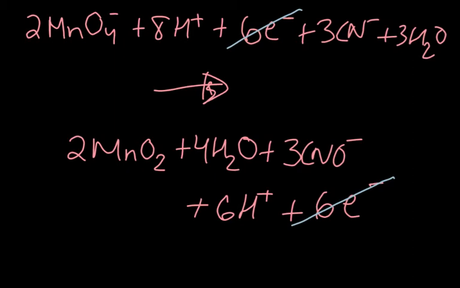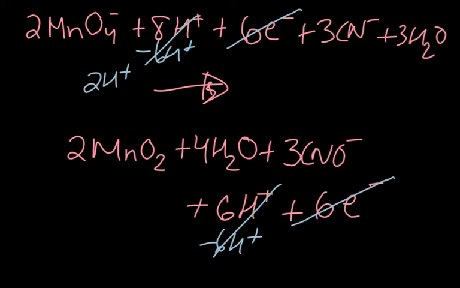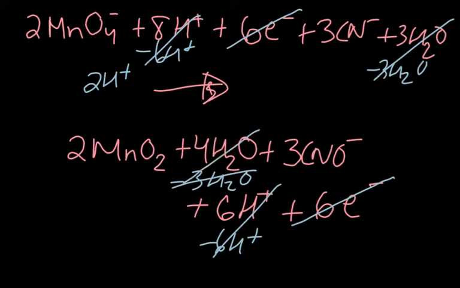So we have 6 H pluses here, and we have 8 H pluses here. So what we can do is we can subtract 6 H plus from both sides of the equation, and we're left with 2 H plus. Now, we have 4 H2Os on this side of the equation and 3 H2Os here. So we can subtract 3 H2O from both sides of the equation, and we're left with 1 H2O here. Okay, now let's clean this up, shall we?